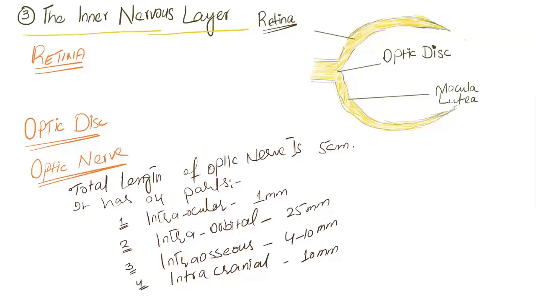And at the end, the optic nerve. It extends from the lamina cribrosa up to the optic chiasma. The total length of the optic nerve is 5 cm. It has 4 parts. Number 1 is the intraocular part, number 2 is intraorbital, number 3 is intraosseous, and the last is the intracranial part. Intraocular part is 1 mm in length, intraorbital is 25 mm in length, intraosseous part is 4 to 10 mm in length, and intracranial part is 10 mm in length.